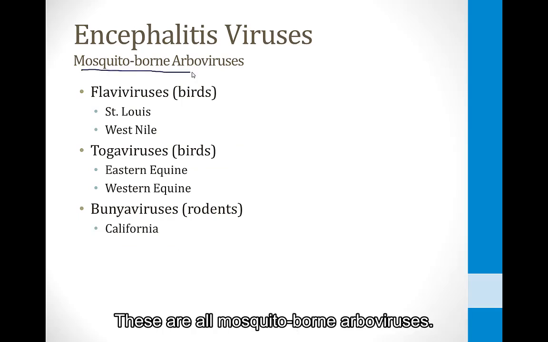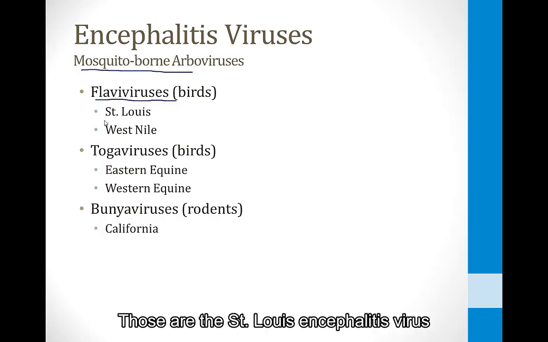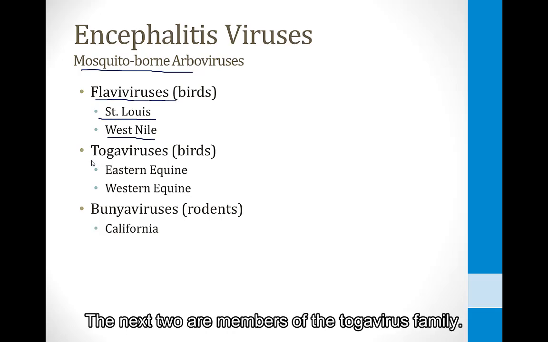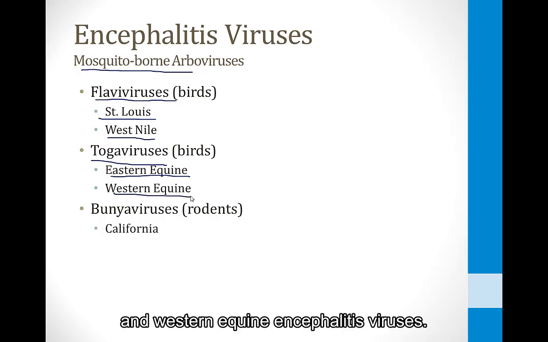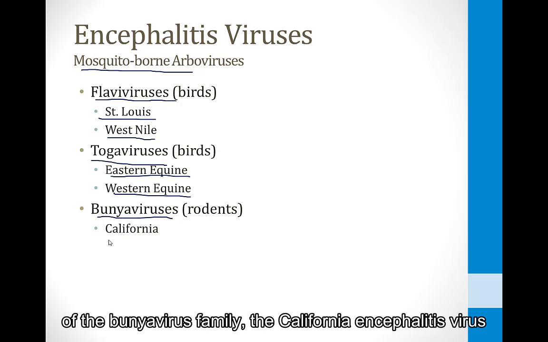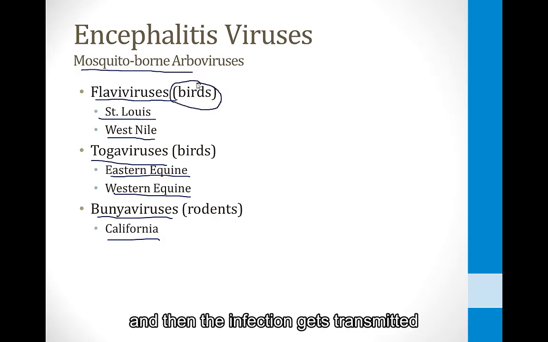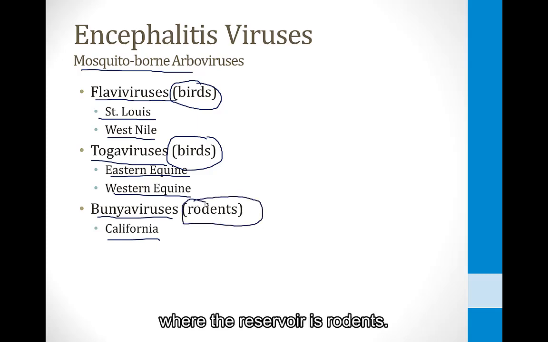Let me pause here and review the 5 RNA viruses that can cause encephalitis. These are all mosquito-borne arboviruses. The first two are members of the flavivirus family. Those are the St. Louis encephalitis virus and the West Nile virus. The next two are members of the togavirus family. Those are Eastern equine encephalitis and Western equine encephalitis viruses. And then finally, there's one member of the bunyavirus family, the California encephalitis virus, that can cause encephalitis. Usually the reservoir is birds, and then the infection gets transmitted by the bite of a mosquito. The one exception is California encephalitis virus, where the reservoir is rodents.